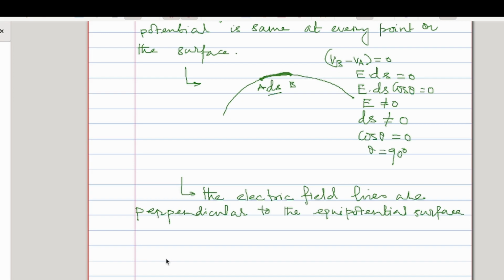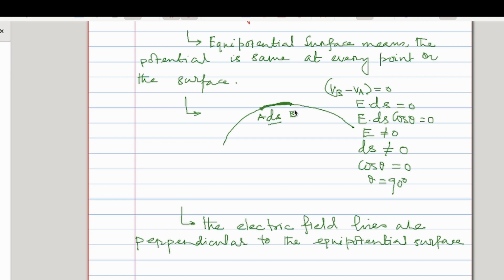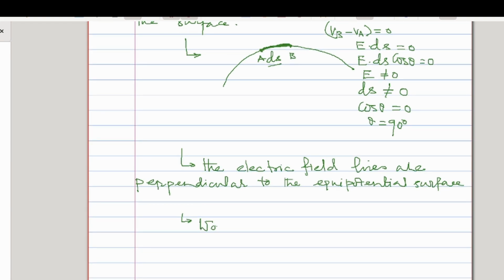So the work done in moving a charge from point A to B is 0 also. Clear?